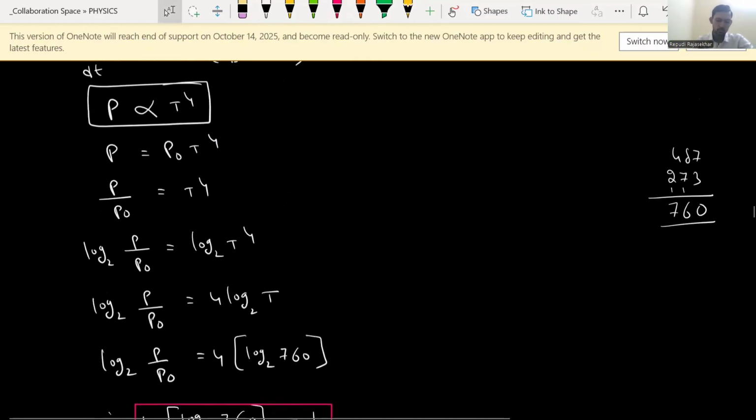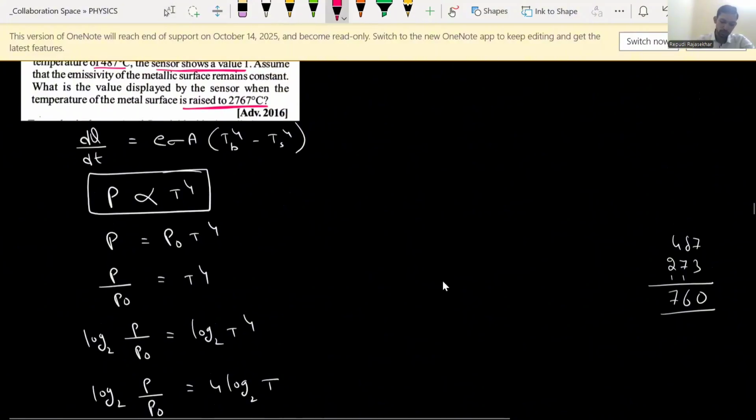Next, what is the reading at 2767 degrees centigrade? We need to find out. For that, the process will be continued. So let us start from here.